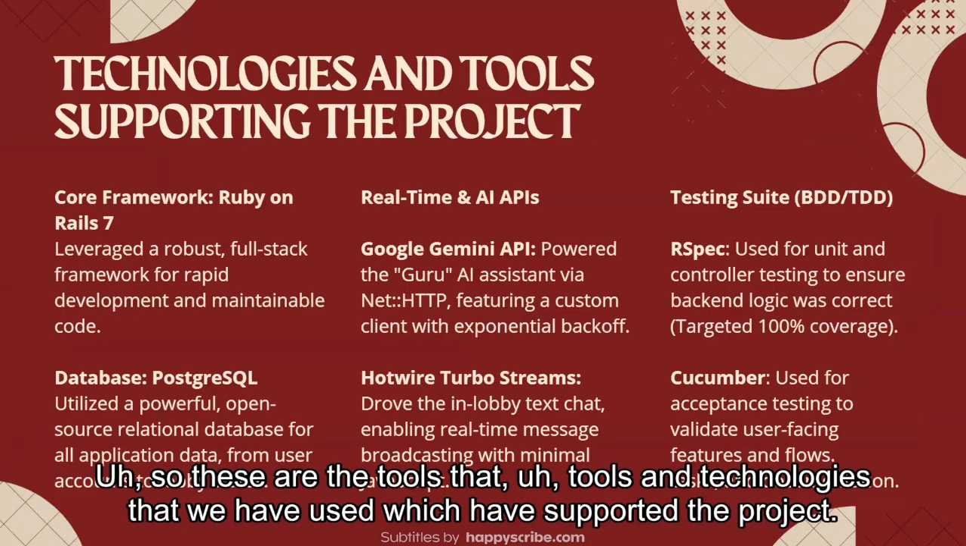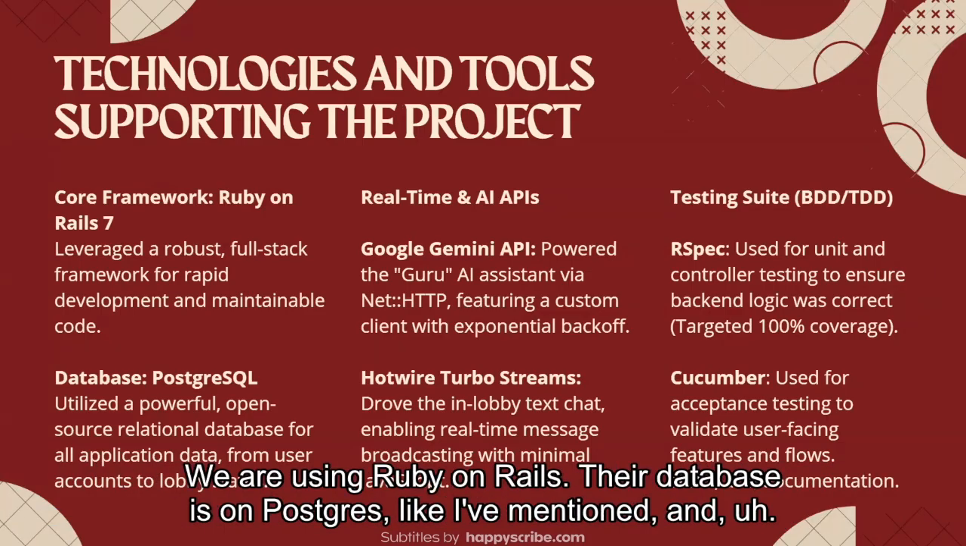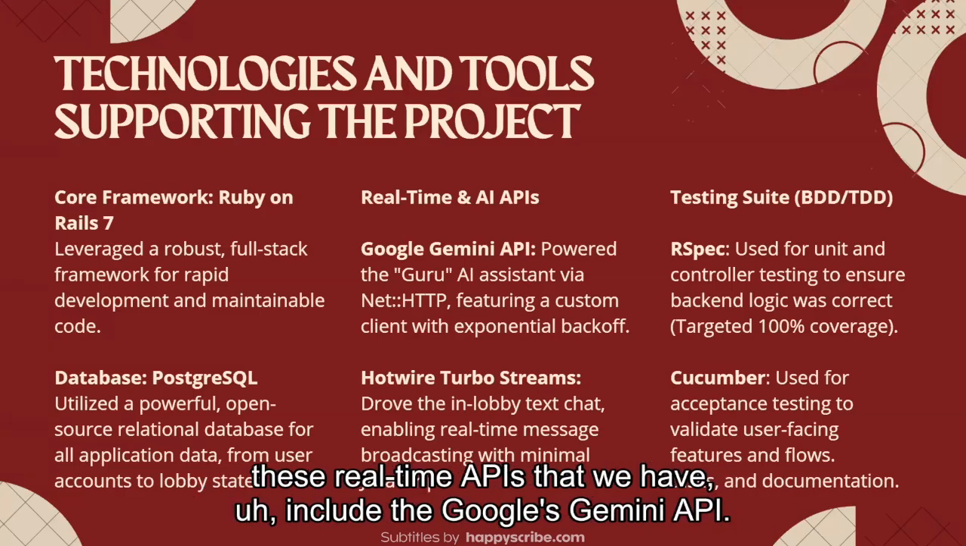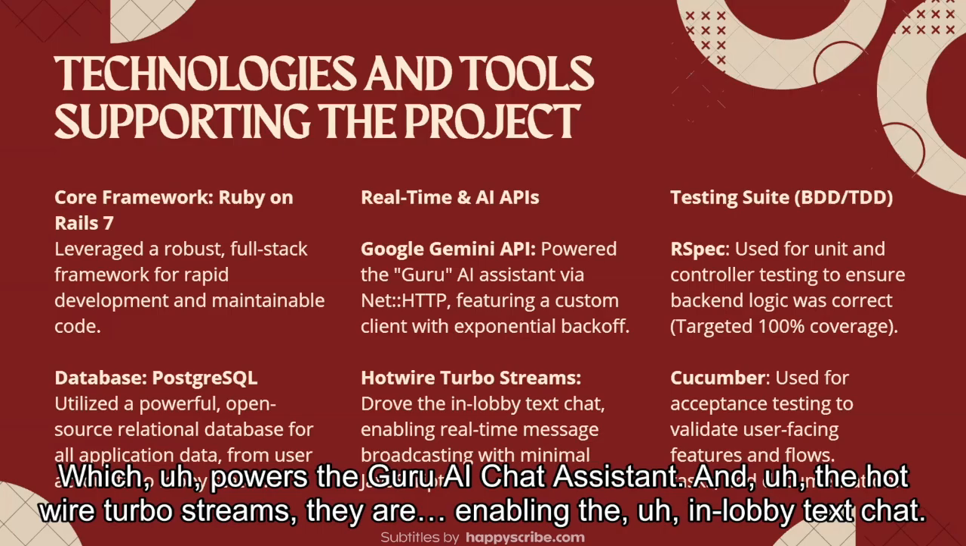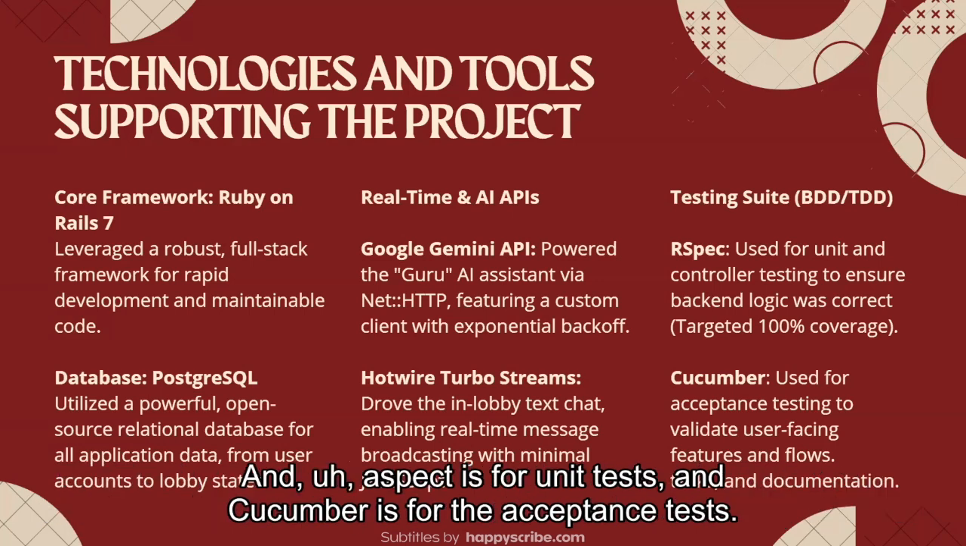So these are the tools and technologies that we have used, which have supported the project. We are using Ruby on Rails. The database is on Postgres, like I mentioned, and the real-time APIs that we have include Google's Gemini API, which powers the Guru AI chat assistant, and the Hotwire Turbo Streams. They are enabling the in-lobby text chat, and RSpec is for unit tests, and Cucumber is for the acceptance tests.